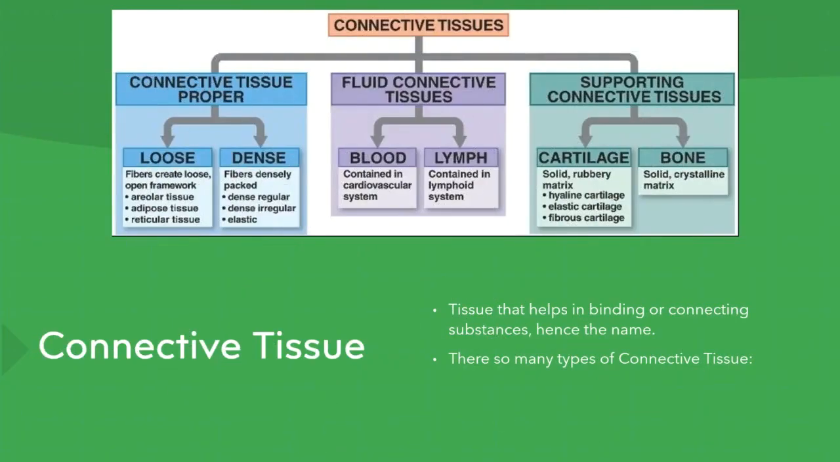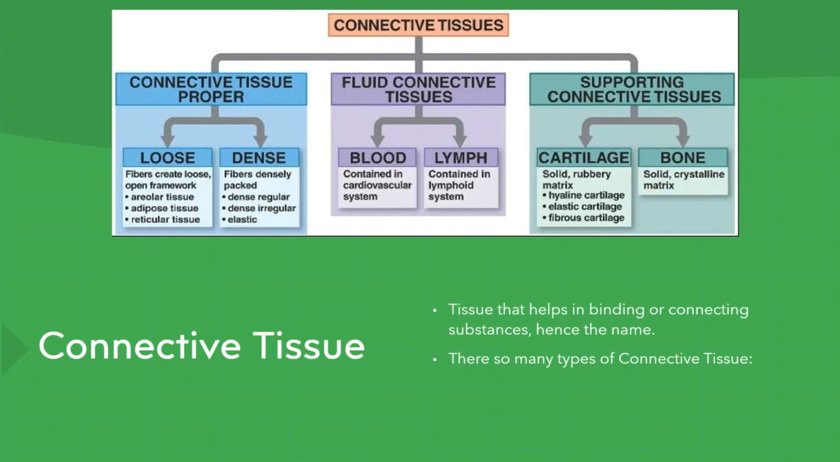So next is the connective tissue, which is the vast group of the animal tissues. Helps in the binding or connective substances, hence their name. It's of three types: the fibrous or the proper connective tissue, the fluid connective tissue, and the supportive connective tissue. So under the fibrous connective tissue, there is the loose fibrous and the dense fibrous. Under the loose fibrous tissue, it consists of the areolar, the adipose, and the reticular tissues.